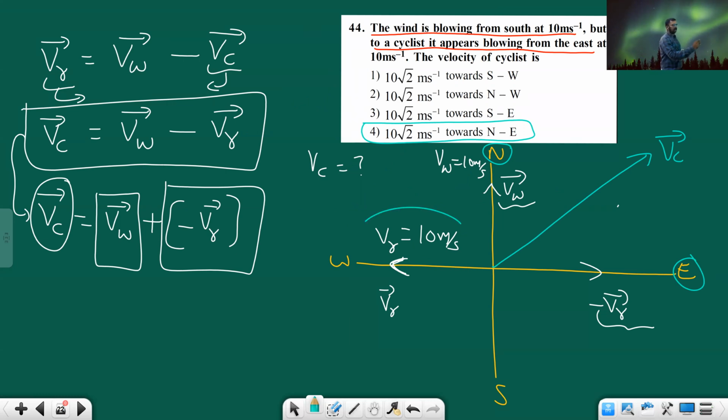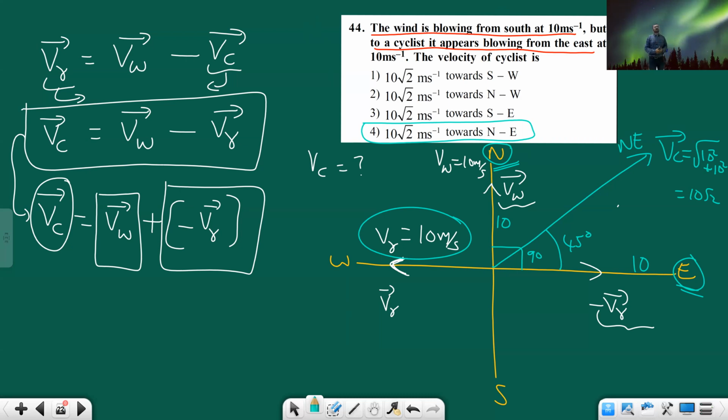Here the VR value is 10, and minus VR value also will be 10 only. So both are 10 and 10, perpendicular. Equal values means it will be exactly on the bisector, 45 degrees, and perpendicular means we write 10 square plus 10 square, which is 10 root 2, at 45. Exactly between north and east, we call it northeast. Like that, we can solve this problem of finding cyclist velocity with the help of the relative velocity topic. Is it clear? Yes, sir.